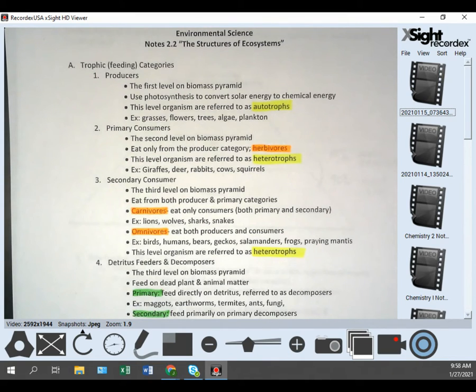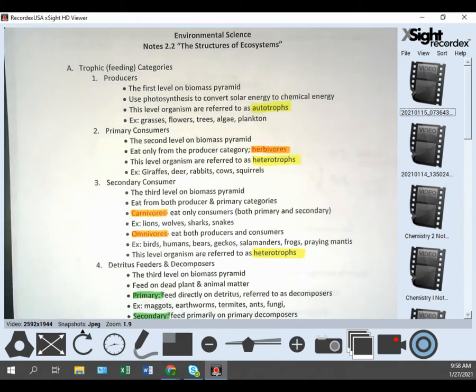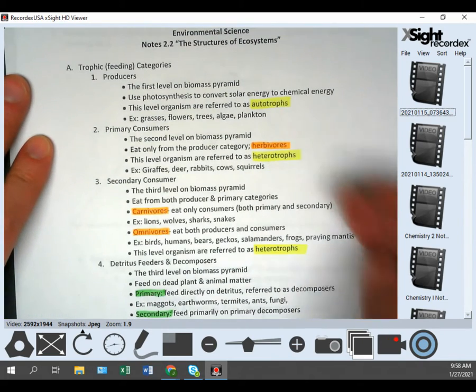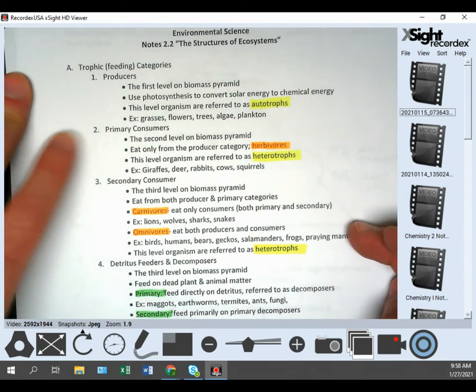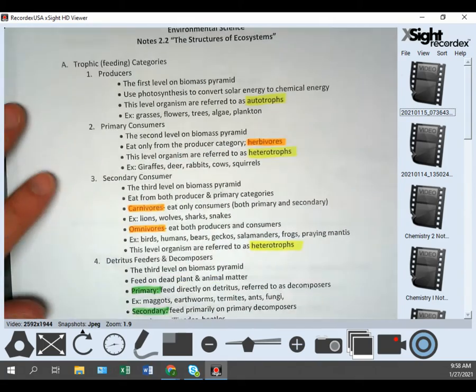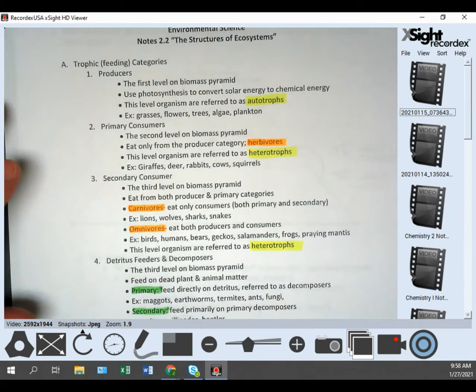Then we hit the consumer category, and we split the consumers into two categories here, and you can actually split it into more. Your book talks about another way of doing it, but these are the two main ways to split it. We have what are called primary consumers, the second level on the biomass pyramid. Again, we'll get to that. These eat only from the producer category, nothing else. These are what are called herbivores.